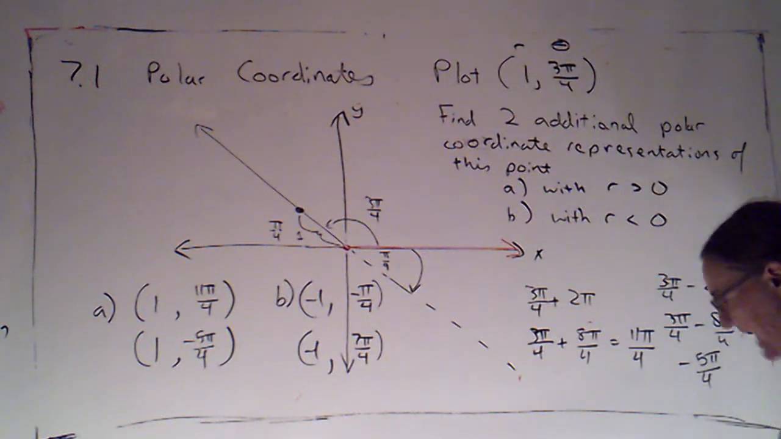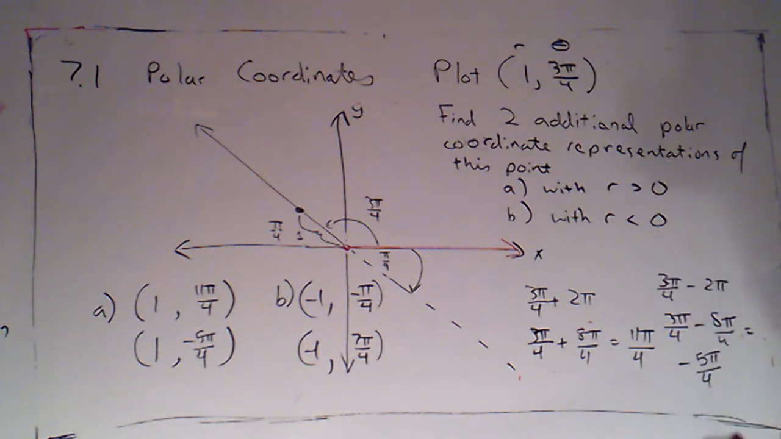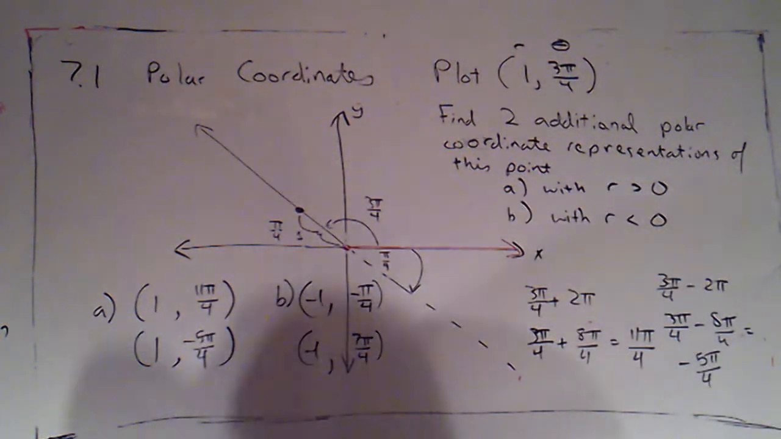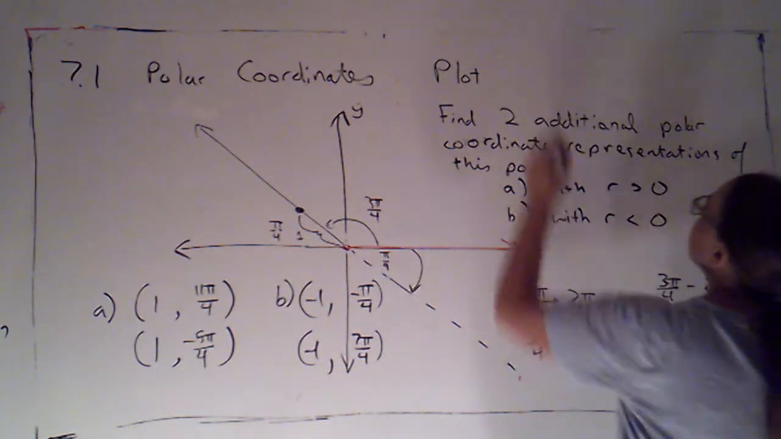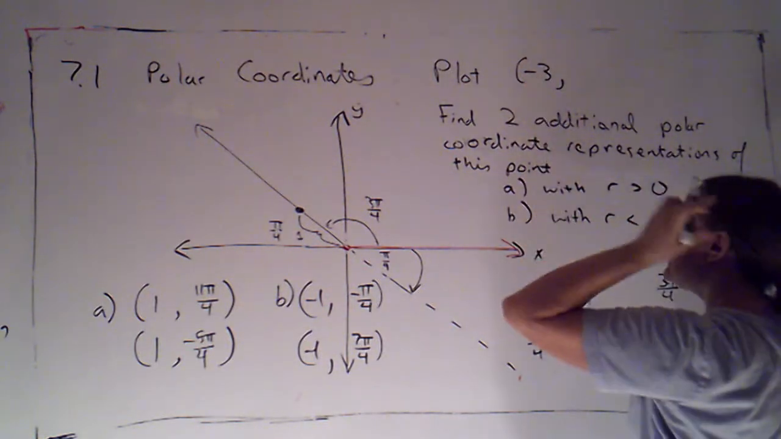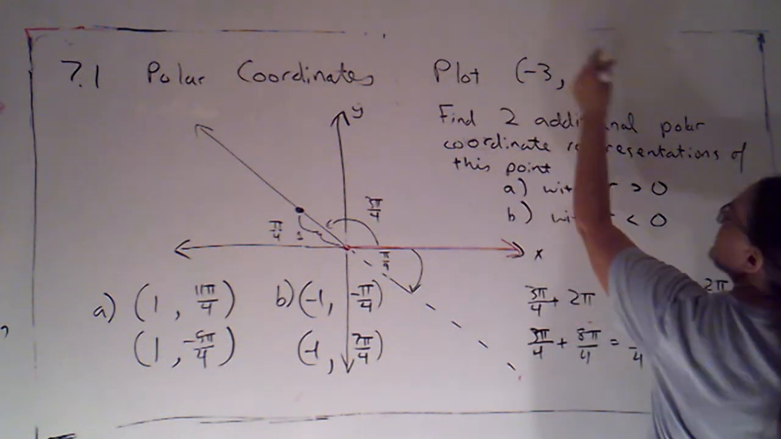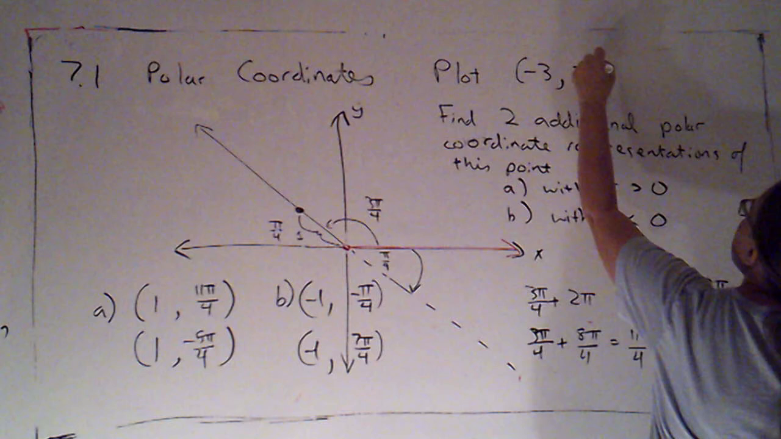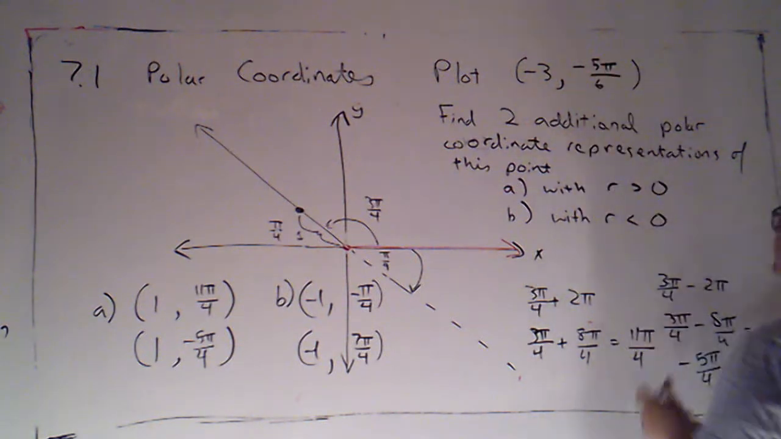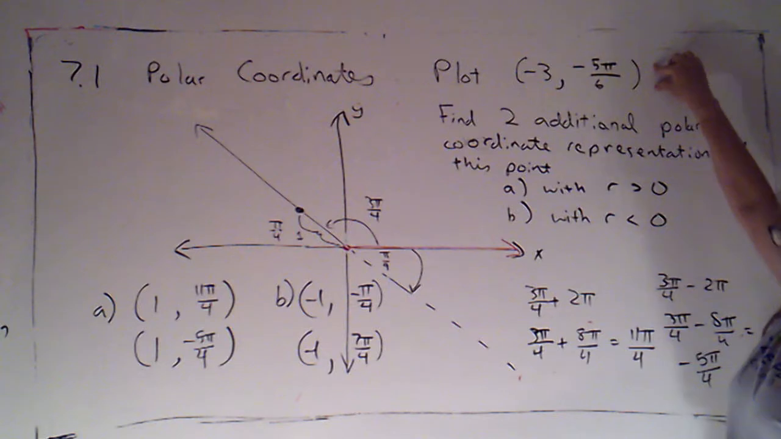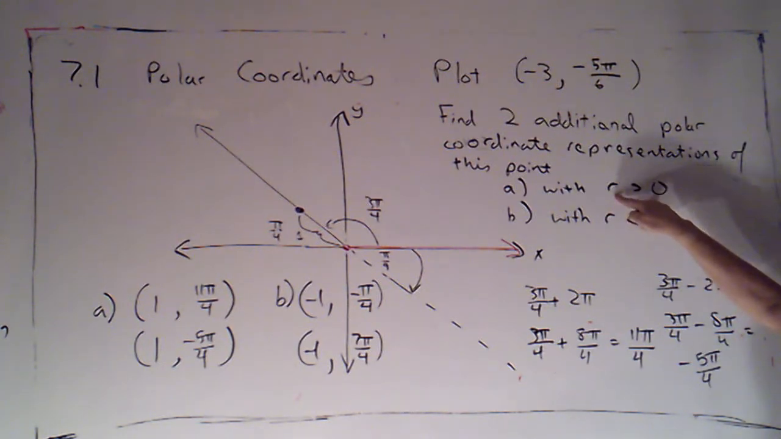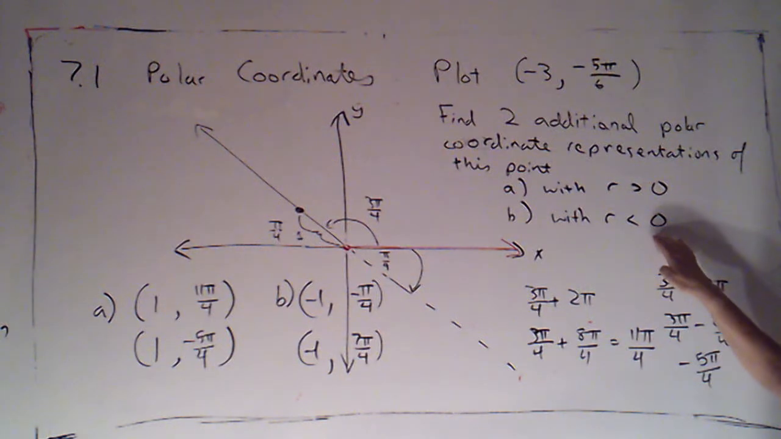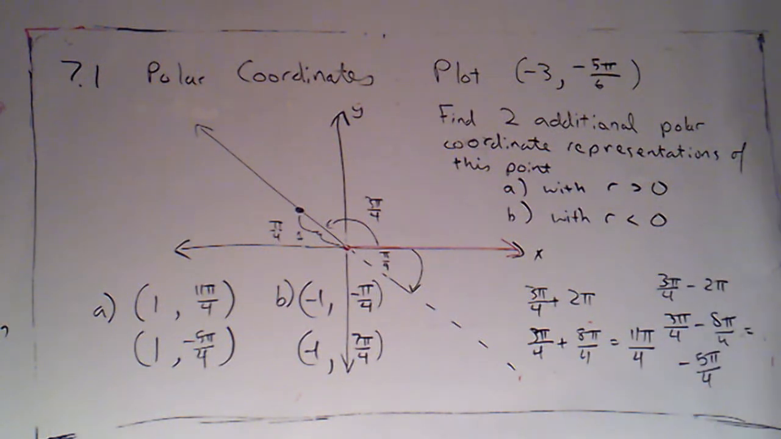Okay. What I'm going to have you do now is keep these directions the same, but change the point for us. So I'm going to have you plot -3, -5 pi over 6. Okay. So I want you to pause the video, plot that point, and then find 4 additional names for that. 2 additional names where the r value is positive, and 2 additional names where the r value is negative. So go ahead and pause the video, give that a shot.